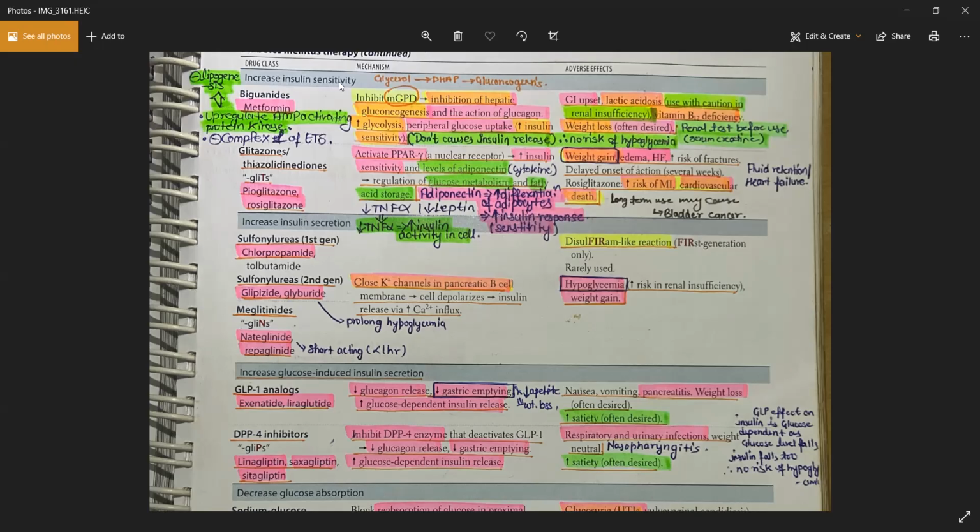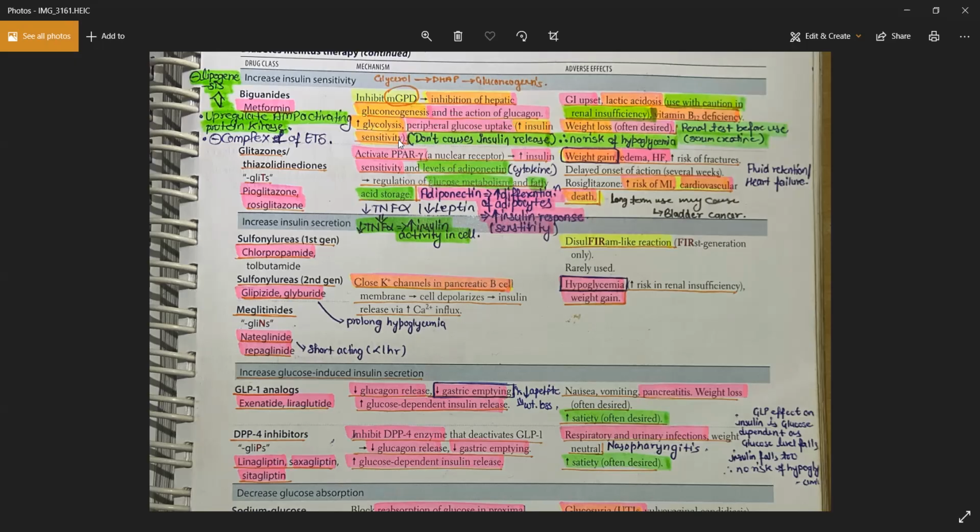Secondly, it inhibits an enzyme, the GPD, that converts glycerol to glucose. So if you inhibit this enzyme, you're inhibiting the conversion of glycerol to glucose. That's how metformin can inhibit gluconeogenesis and inhibit lipogenesis. It also increases insulin sensitivity, promotes peripheral glucose uptake, and inhibits the action of glucagon, which is to promote glycogenolysis.